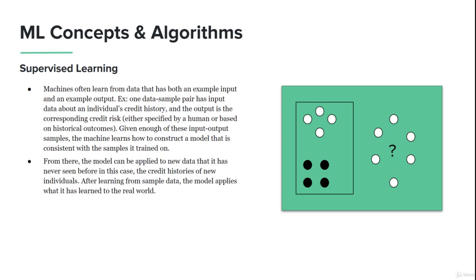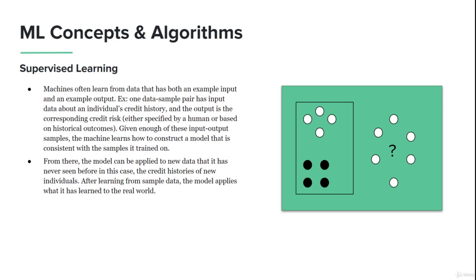So from there, the model can be applied to new data that it has never seen before, in this case the credit histories of new individuals. Powerful. So you've been able to show the algorithm, let's say, 100 different profiles, and all those profiles have certain criteria that train the model that, hey, this is a good credit individual, or this is somebody who is not. This person has a good credit score. This person has a bad score.